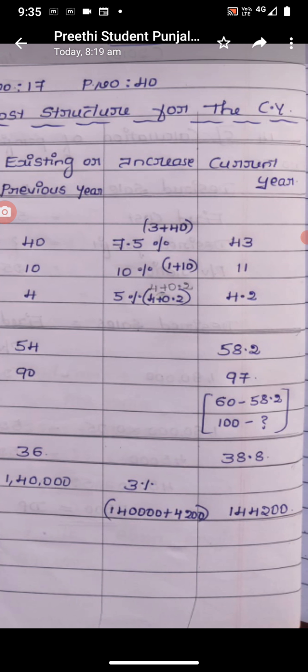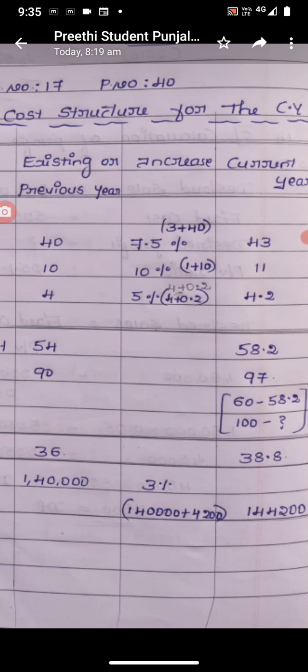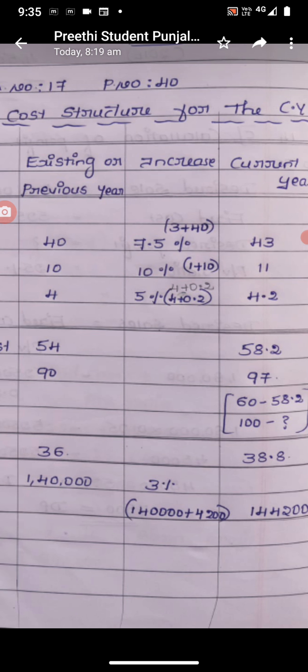So how do we do it? Remember, you have to see the ratio of the variable cost 54 rupees to 90 rupees. So 90 rupees to 54 rupees is 60%. So 60% is 58.2 and you have to find 100%. You will get rupees 97, that is the selling price. If you deduct 58.2 from 97, you get 38.8, and that becomes the contribution.